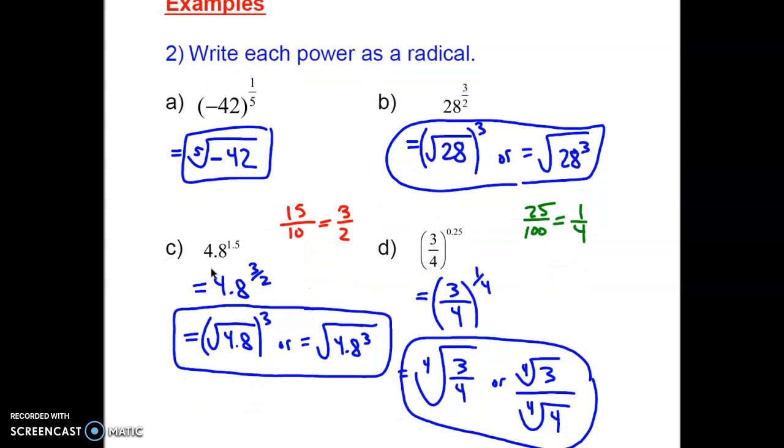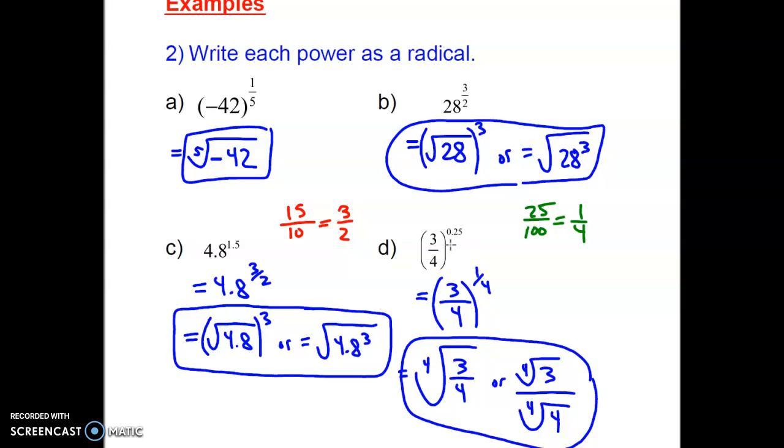So, here's a decimal. So we need to change 1.5 into a fraction. So that's to the 10th, so 15 over 10 equals 3 over 2. So 4.8 to the power of 3 over 2. So our denominator is 2, so we're going to have an index of 2, so a square root of 4.8, all to the power of 3, our numerator. Okay, so square root of 4.8 to the power of 3.